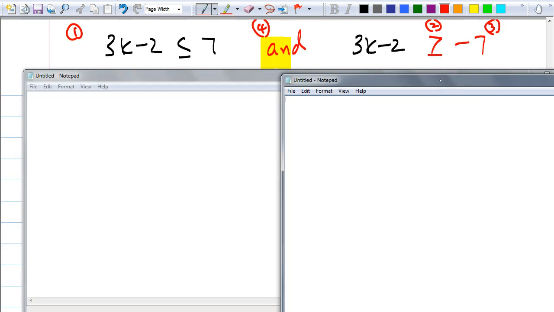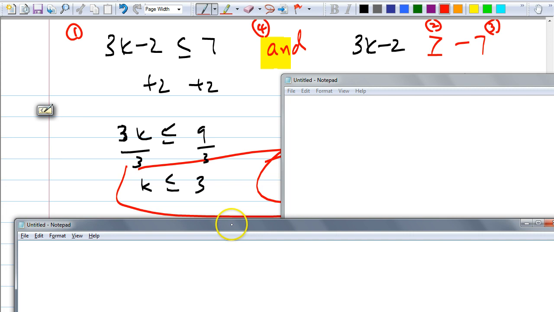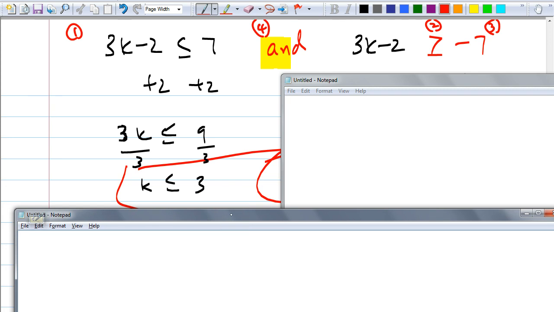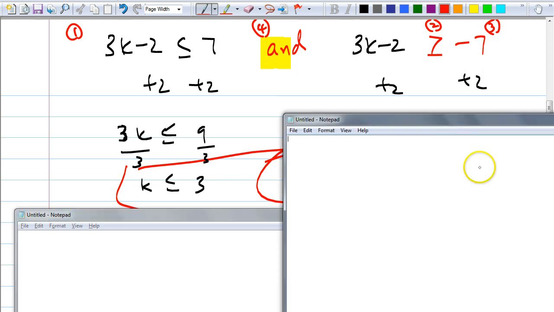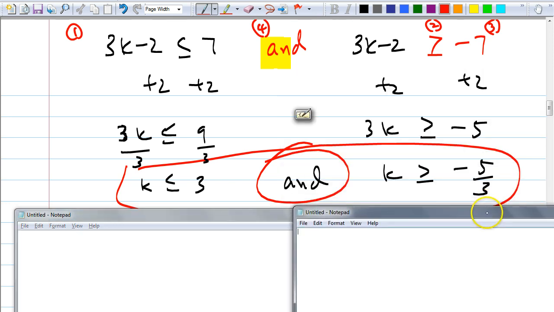So Audrey, when you solve for k for the first inequality, what did you get? K is less than or equal to 3. That's what I got too. Good. Lindsay, what did you get for the second inequality when you solve for k? K is less than or equal to, isn't it greater? Did you reverse the inequality symbol when you rewrite it from the top?